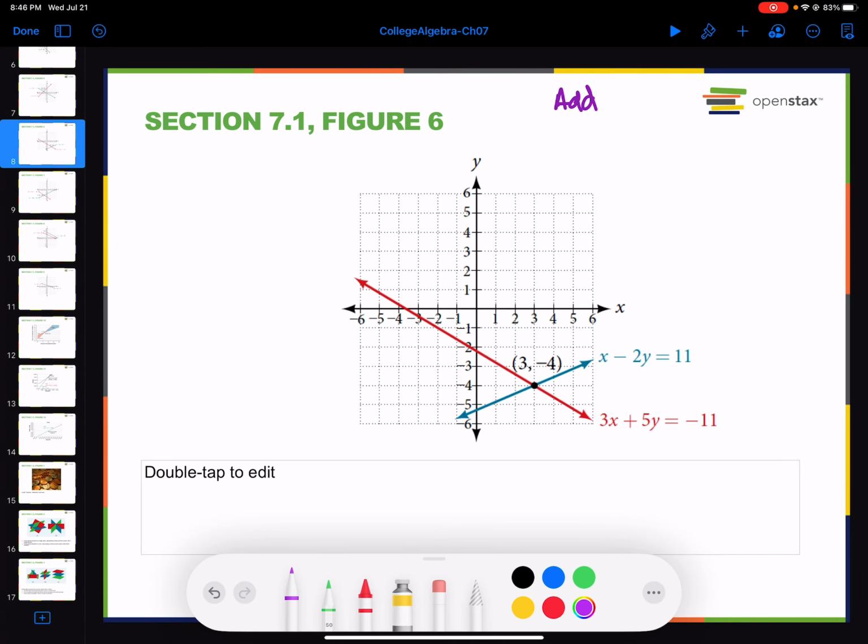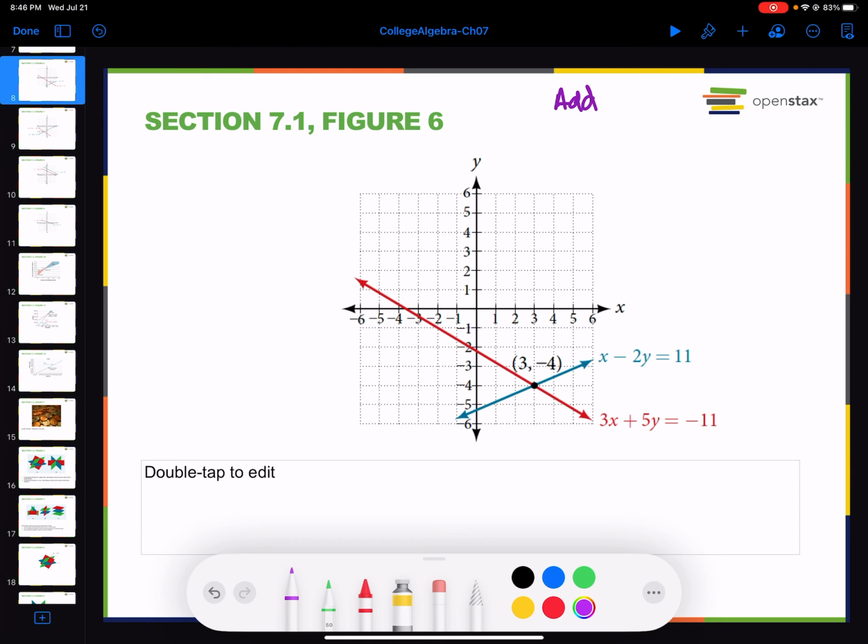Here's another addition method where we are going to have to manipulate the equation just a little bit, because here we've got 3x plus 5y equals -11. We want to multiply one of the equations by something so that we can actually eliminate a variable. So if we have a 3x here, then what we'd want to do is multiply this by a -3, multiply the whole equation by that.